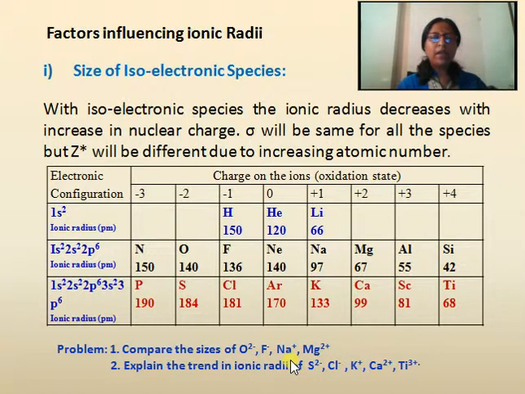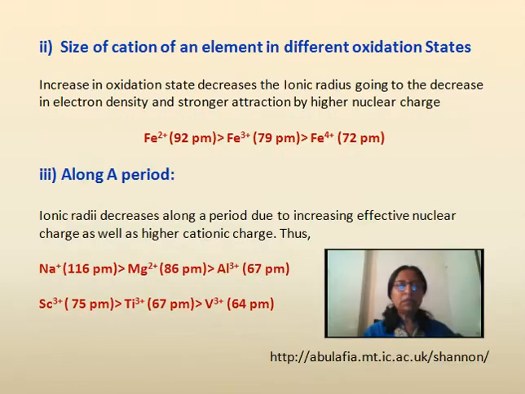Now let us compare the size of the cation of an element in different oxidation states. I have taken the example of iron. Here this is iron 2 plus, then iron 3 plus, then iron 4 plus. You can see the ionic radius value for iron 2 plus is more than that for iron 3 plus, and it is more than that for iron 4 plus.